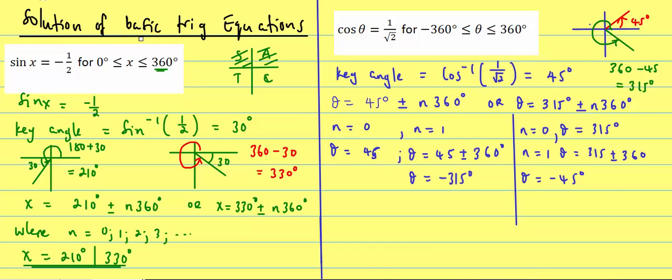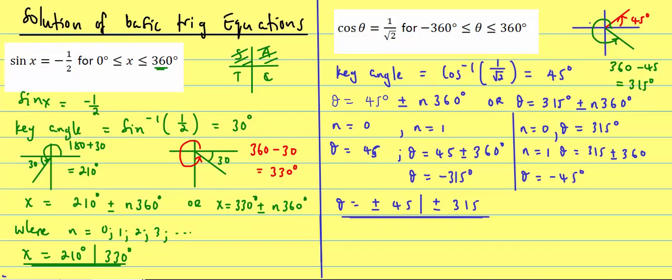Now grouping all the solutions in ascending order, it means that my theta is going to be equal to, I've got a positive 45 and a negative 45, so I could just write them as plus or minus 45, or I've got also here positive 315 and a negative 315. Putting that together gives us plus or minus 315. So there are 4 solutions that will satisfy that equation.